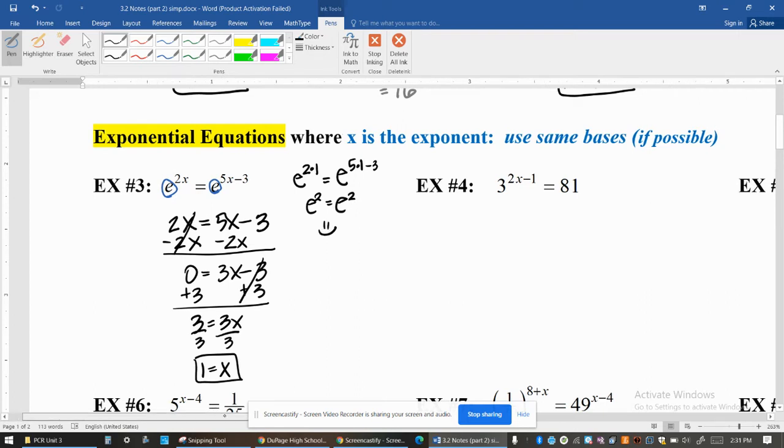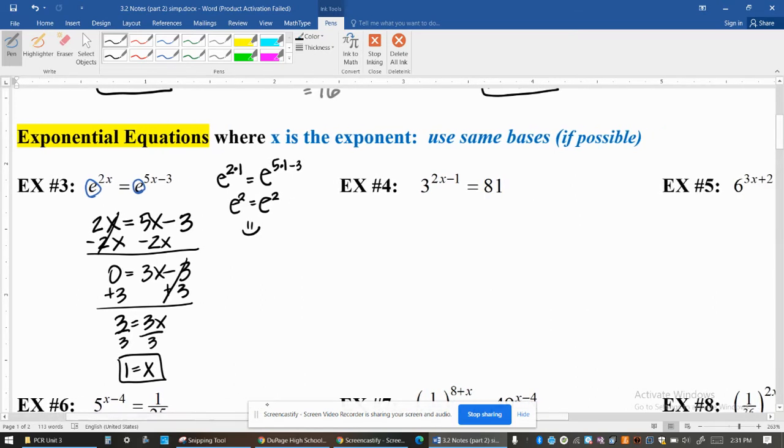A lot of people forget that when it comes to equations, you can always check your work. Okay, now for this one, it doesn't look like they're the same base, right? Notice that the x is the exponent. So this strategy of using same bases is a good strategy to try whenever the x is in the exponent. So I'm going to go ahead and rewrite 81. So it has a base of 3.